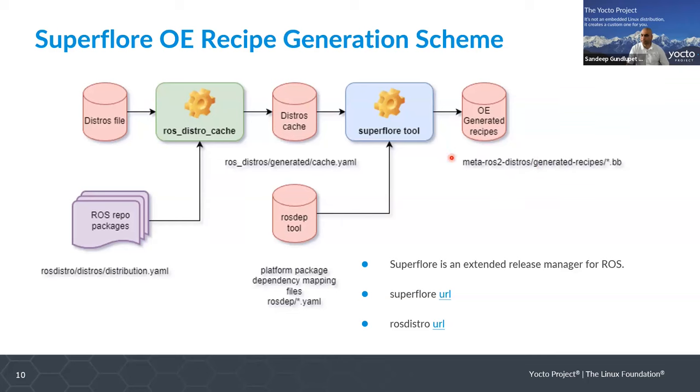And basically, for the meta layer you can pass either an LTS release or a non-LTS release. So you can take the distribution and it will generate the meta-ROS 2 distros with generated recipes, and you have a bunch of BB files for each ROS package.